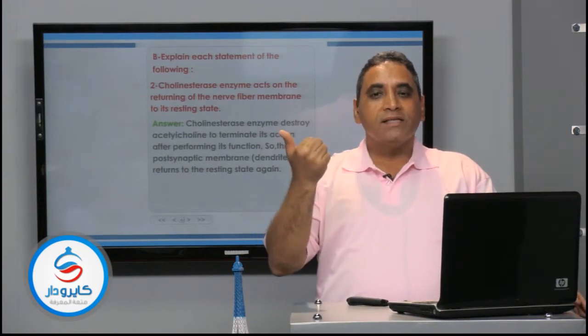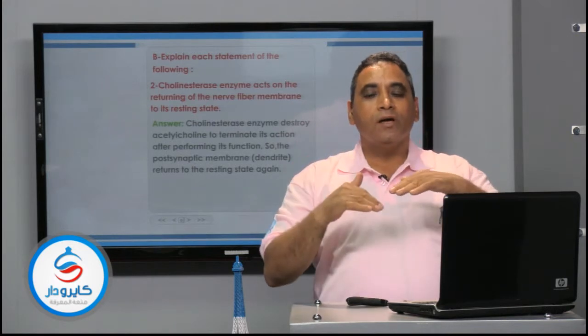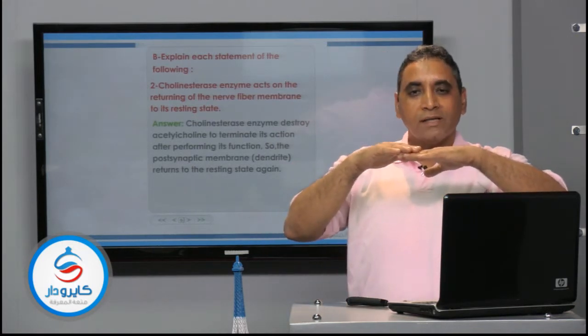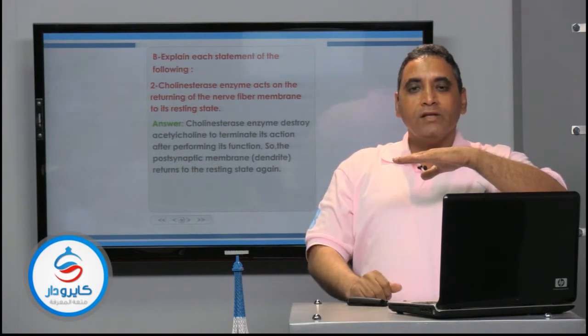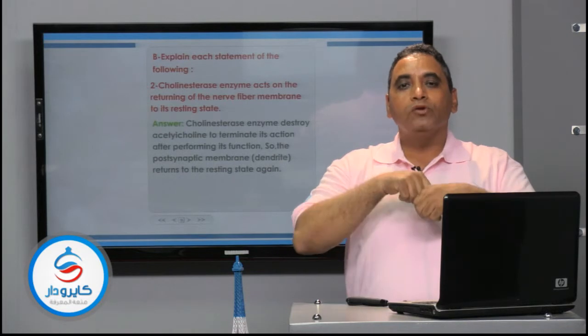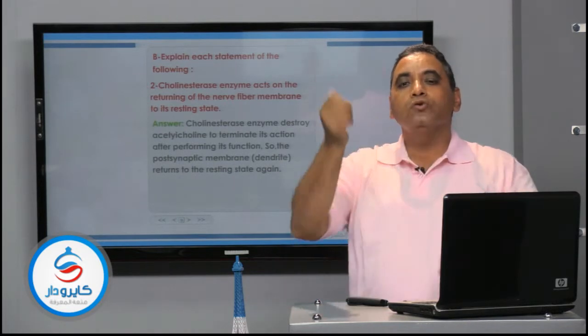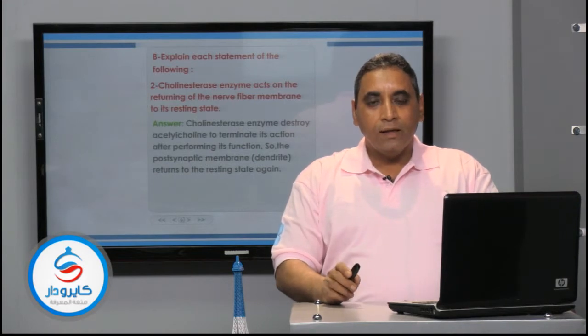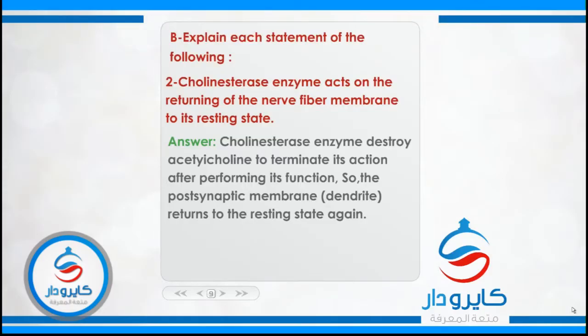But if the cholinesterase enzyme breaks down the acetylcholine after performing its function, it changes the selective permeability of the postsynaptic membrane, allowing the passage of a great number of potassium ions to move from inside to outside, to change the state of the nerve fiber back to the resting state, which is called the polarization, at negative 70 millivolts.